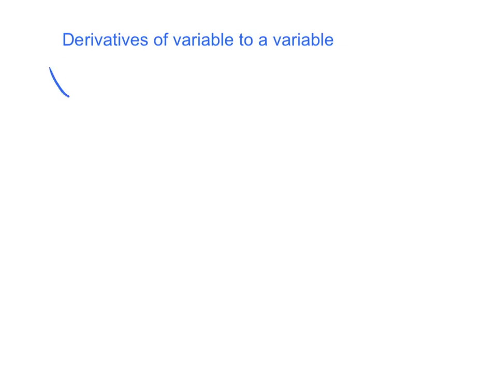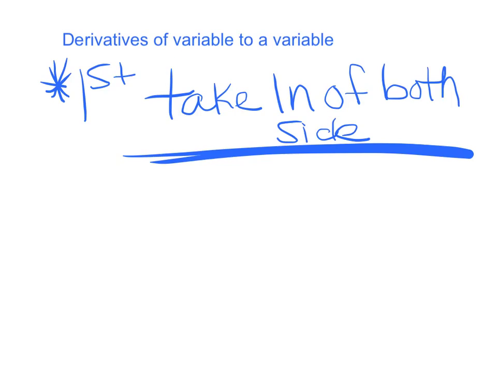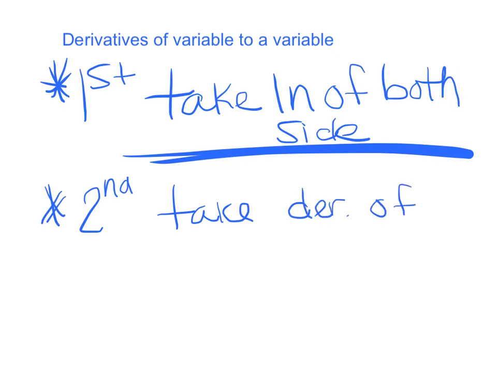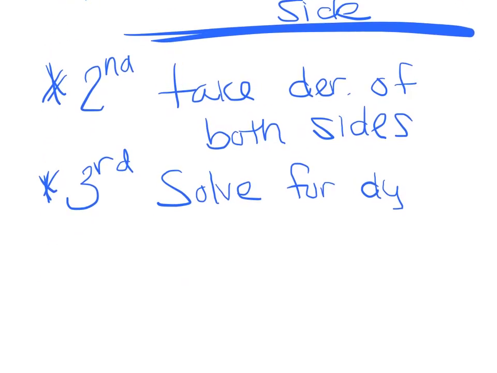The first thing you want to do is take the ln of both sides. Now, notice this is not any calculus work. This, again, is your Algebra 2. You're just taking the ln of both sides. Your second step then would be to take the derivative of both sides. And then, of course, your third step is to solve for dy, or whoever you're taking the derivative of. And then lastly, I just want to remind you that you normally substitute something back in.